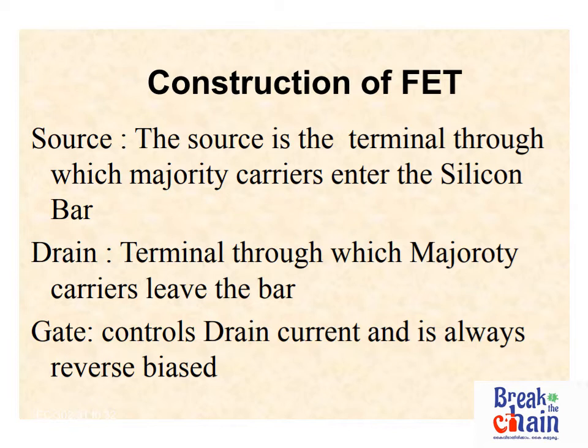And one very important point I missed is that the flow of current in FET is due to majority charge carriers only. So basically this is a unipolar device. In the case of BJT, two types of charge carriers are involved, holes and electrons. Here only one type of charge carrier is involved in the conduction of electricity. So basically FET is called a unipolar device. That is very, very important.